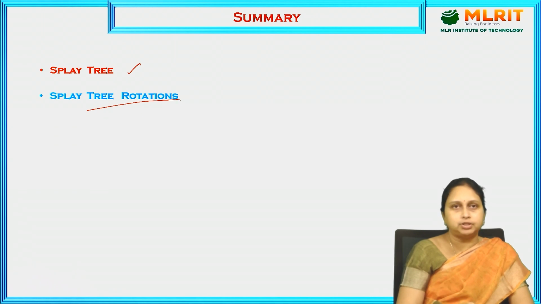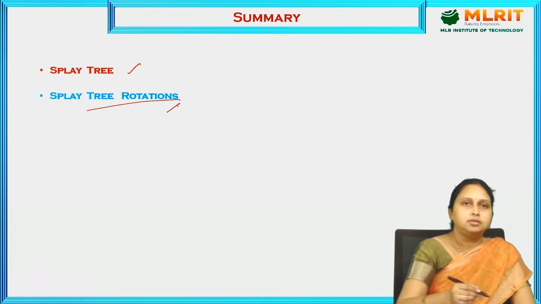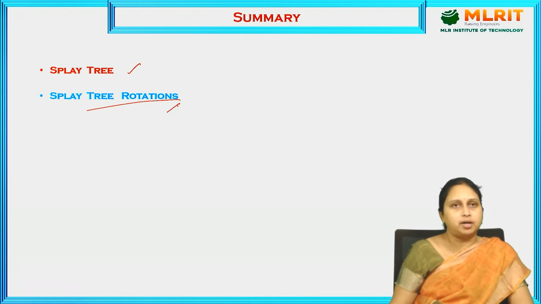As we have seen, 6 different rotations we are going to perform under splay trees: zig, zag, zigzag, zag-zag, zig-zag and zag-zig rotations. Right? These are the rotations you are going to perform under splay trees. Yes, I hope you understand this concept.